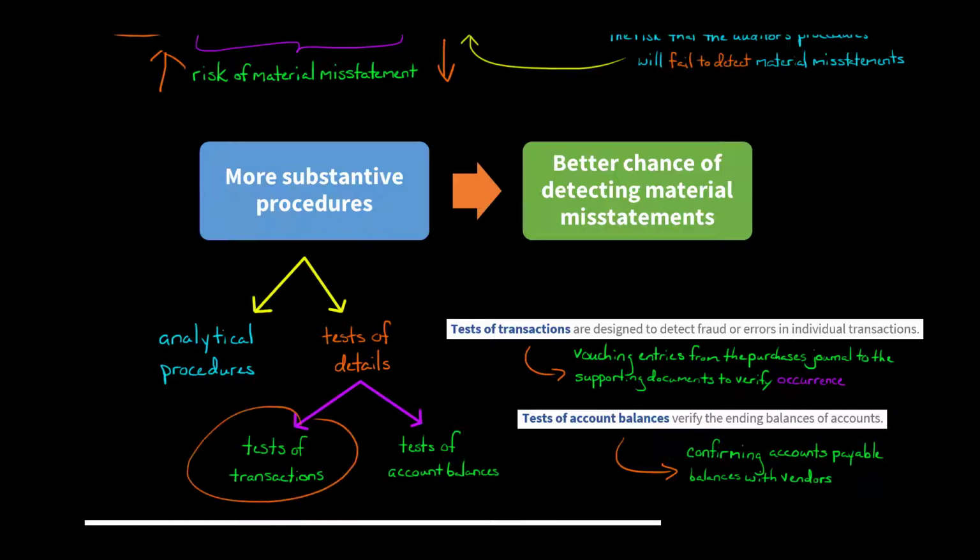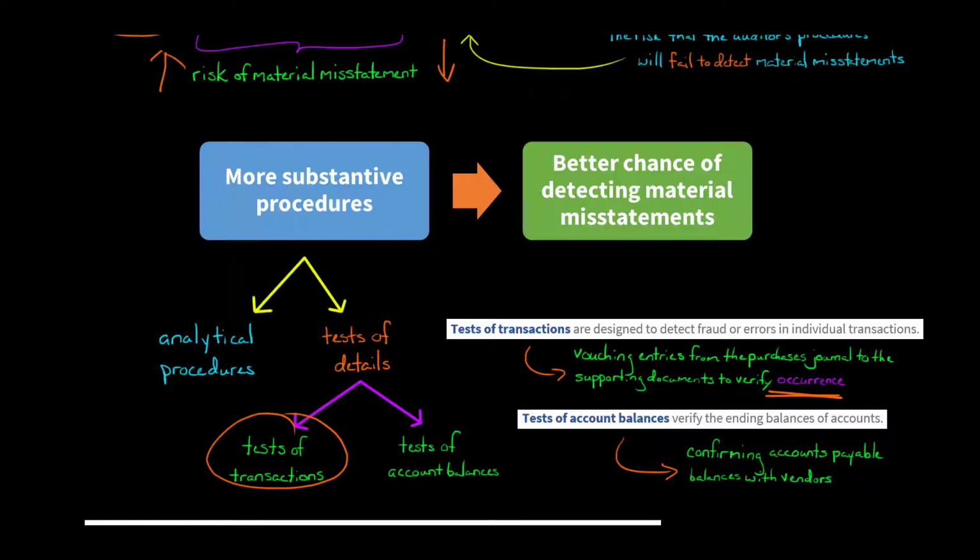An example of a test of transactions would be vouching entries from the purchases journal. Maybe there's some entry that recorded a purchase transaction, and you vouch that back to the supporting documents, the purchase order, the receiving report, and so forth, to verify occurrence. Did a purchase transaction actually occur? That would be an example of a test of transactions, which is a test of details.